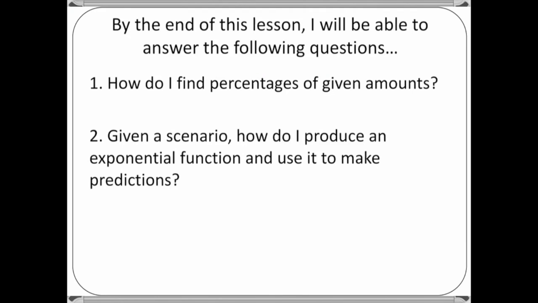Okay, so by the end of the lesson, we're going to be able to, and some of you probably know this already, but just to keep everybody on the same path, we're going to go over how to find percentages of given amounts, and then, given a scenario, how to produce an exponential function and use it to make predictions.